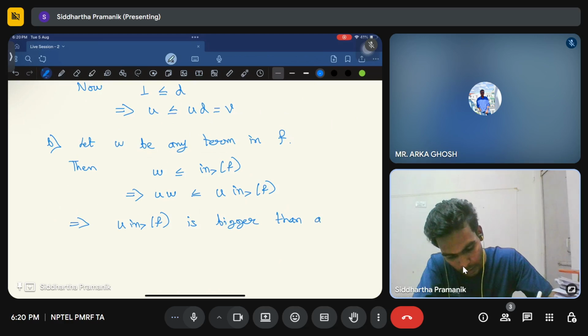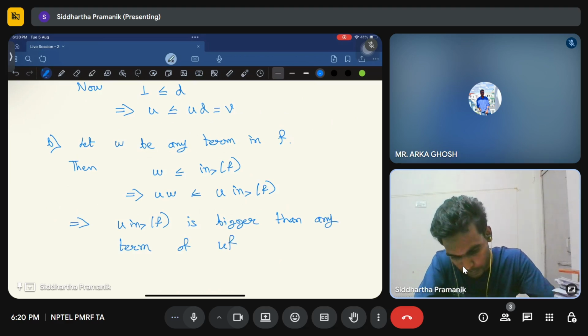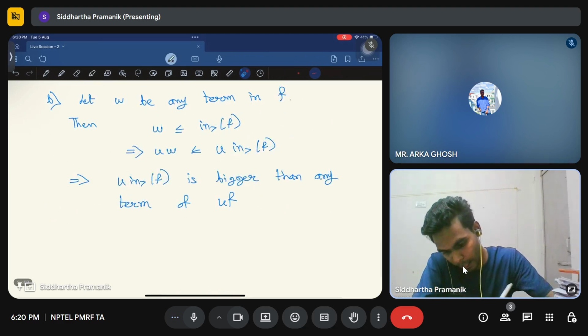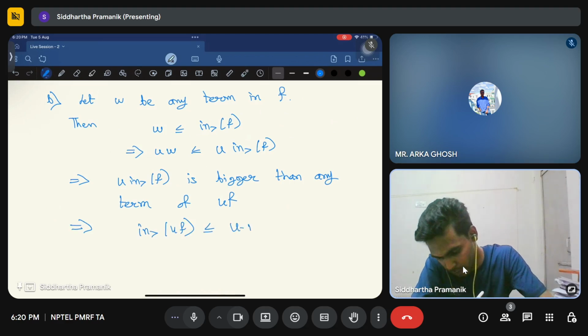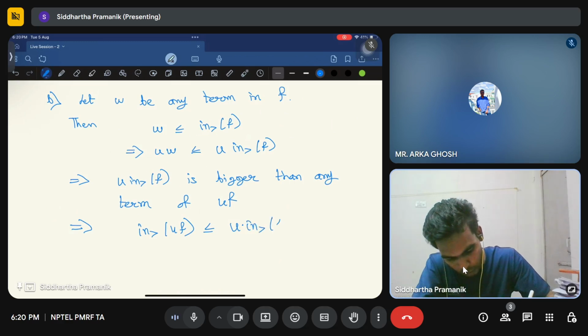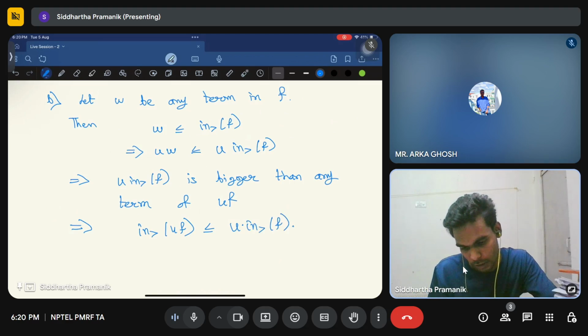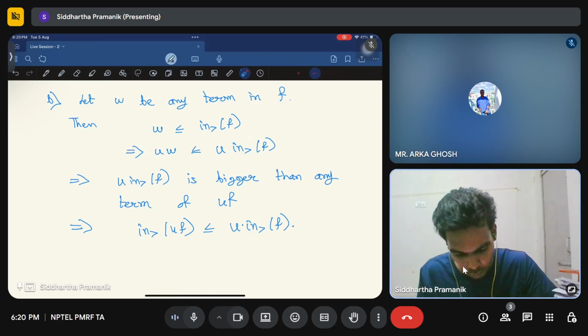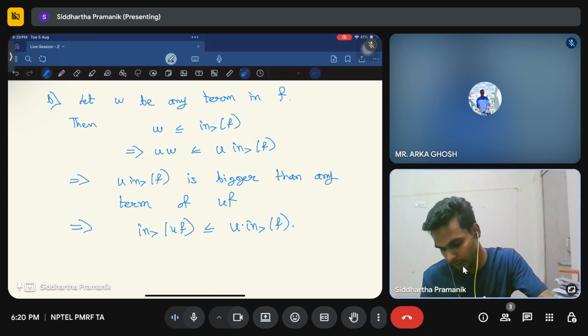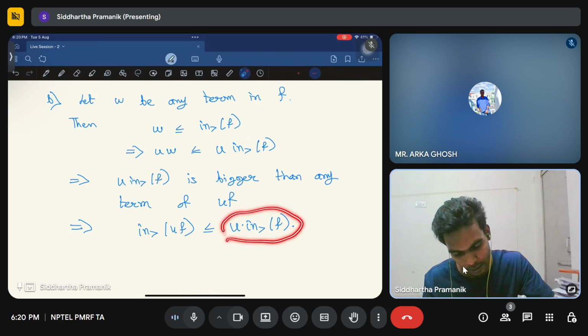So this implies u times initial f is bigger than any term of uf, because every term of uf appears as u times a term of f. So this implies the initial term of uf is less than or equal to u times the initial term of f, because this term is bigger than all of the terms, so it is bigger than the largest term. But we need to prove the equality. The equality is very simple, because this term itself is a term in uf.